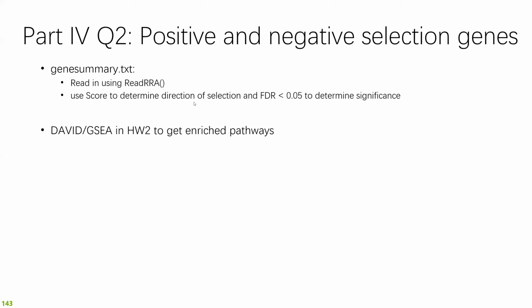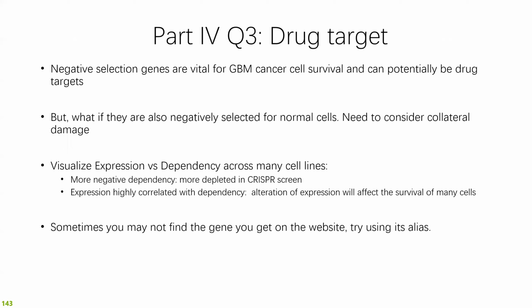And after you get the positively and negatively selected genes, you just run Bayesian or gene set enrichment analysis, just like you did in homework 2, to get enriched pathways.